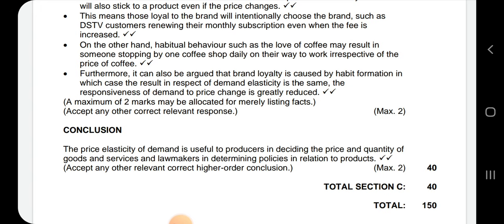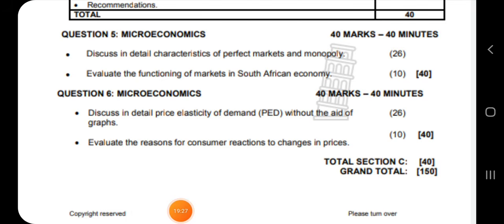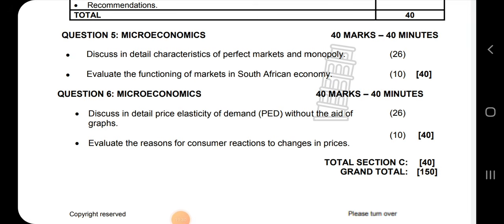Let's look at another question paper. So here we have other topics. This is still paper 2. This one says discuss in detail characteristics of perfect markets and monopoly. And then an additional part says evaluate the functioning of markets in the South African economy. So you can decide to define what is a perfect market or what is a monopoly. Okay, your introduction is derived from the main part.